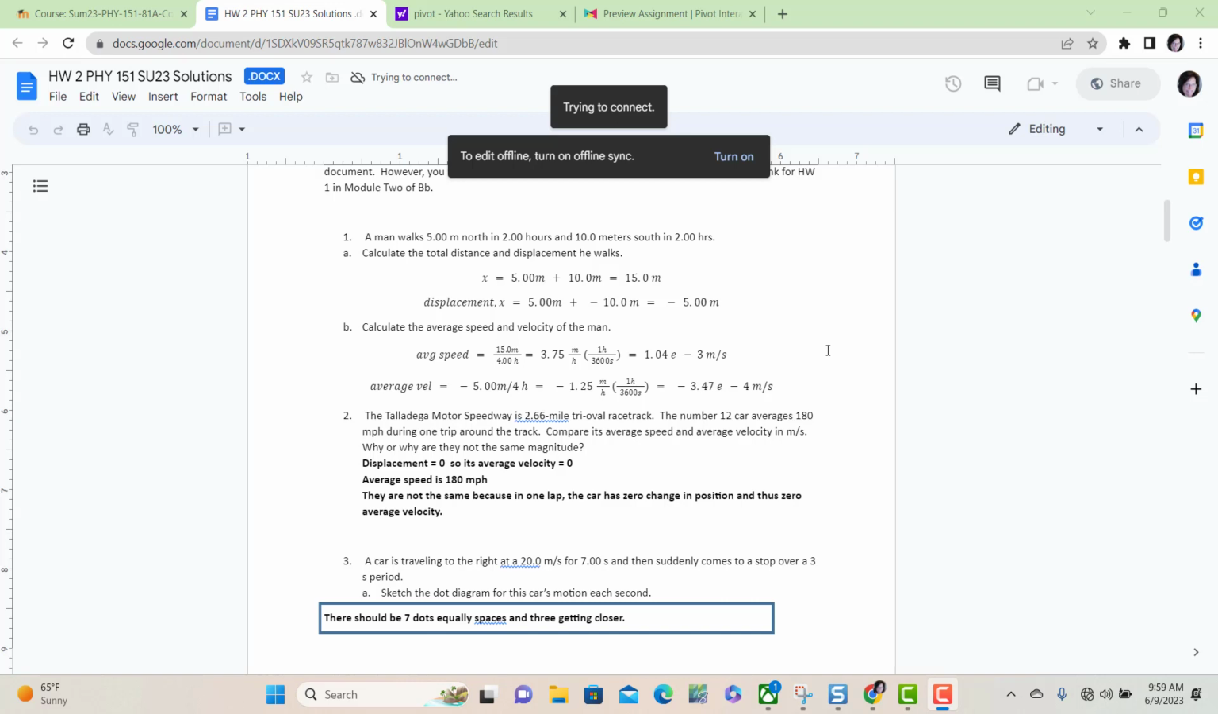In number 1, you were finding the distance and the displacement, and displacement is a vector, so you should have a direction associated with it, like a negative or the word south. And in B, you were finding the speed and the velocity. And since speed is distance over time, you needed to convert your meters per hour to meters per second because those are the standard units that we use in physics.